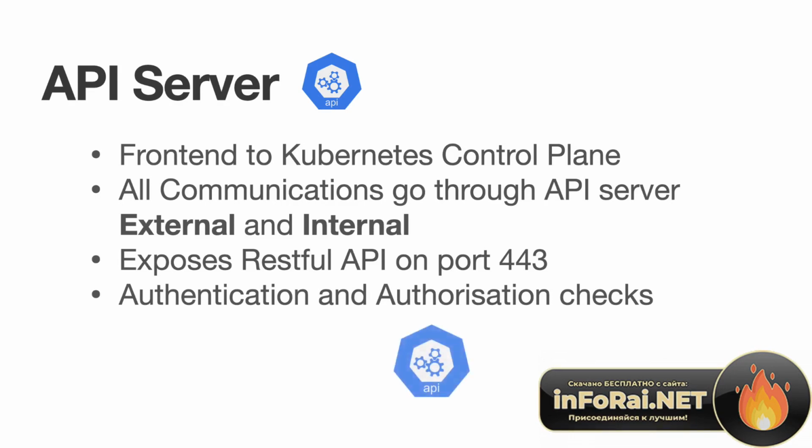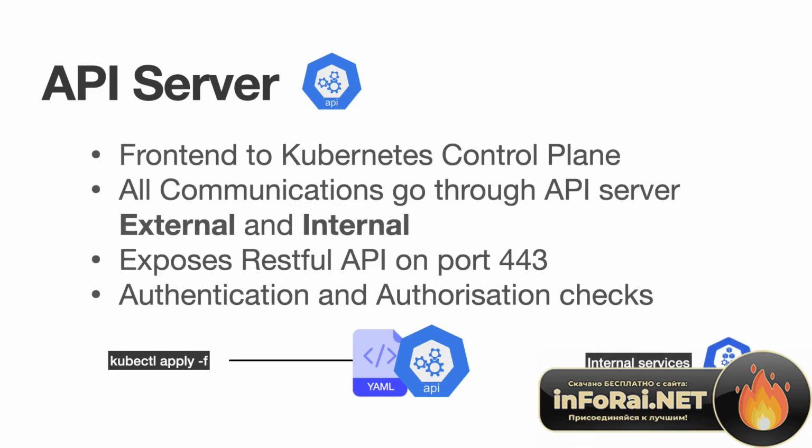So in essence, we have the API server. If you are talking externally using the kubectl client, which you're going to learn later, here I'm saying kubectl apply -f for a file, and this is a YAML manifest that I'm going to teach you as well. So this file is actually sent to the API server, and also internal communication goes via the API server. So you can see that this is a very important component.